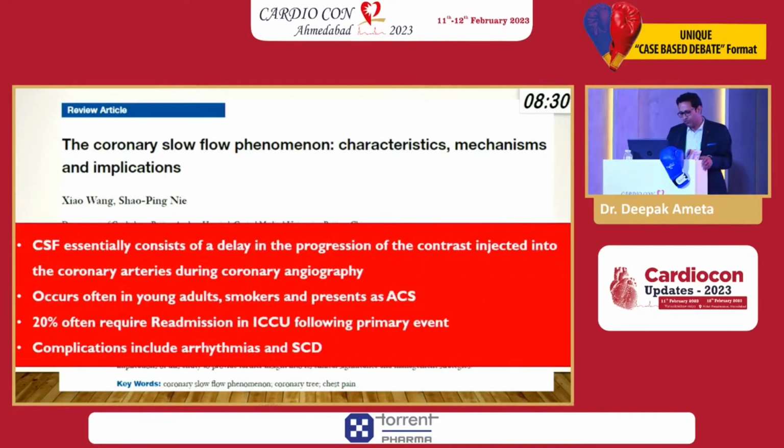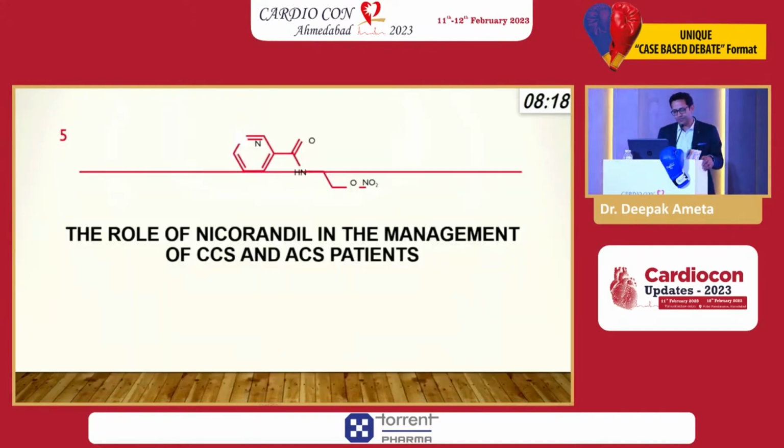And this coronary slow flow is also very important because 20% often require readmissions. They have complications including arrhythmias and SCDs. So regarding all these complexities in CCS, in ACS, and in slow flow phenomenon, we will discuss the role of nicorandil, what is its role and how does it help in each of the clinical scenarios.